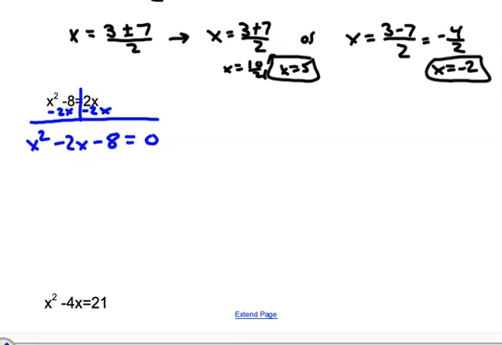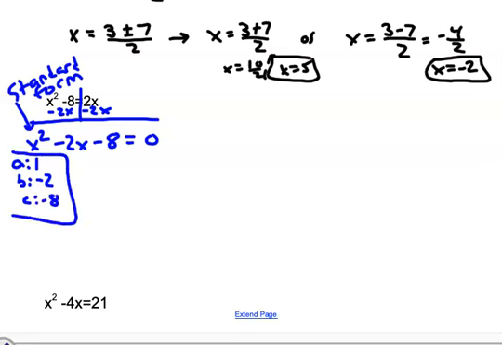That's equal to 0. So we want to make sure we still have this in standard form. Okay? Standard form means biggest exponent to smallest exponent. Okay? All right, now we can look at A, B, and C. So A is 1, B is -2, C is -8. And that's how we're going to set this one up.